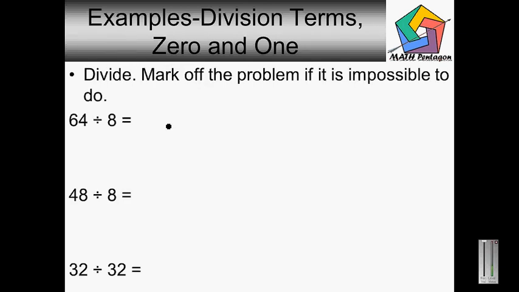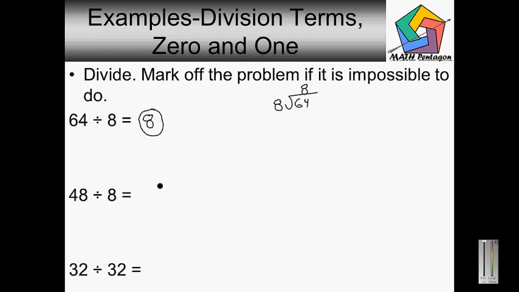Okay, here we want to divide, and mark off the problem if it is impossible to do. So we have 64 divided by 8. So how many times does 8 go into 64? Well, you would do it this way. 8 goes into 64 how many times? 8 times. It goes in evenly. So the answer to this would be 8.